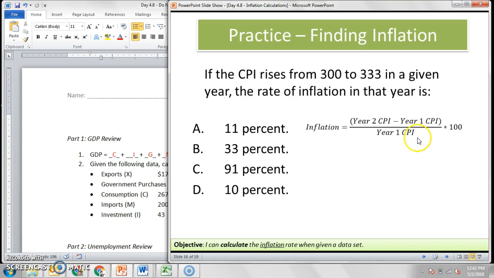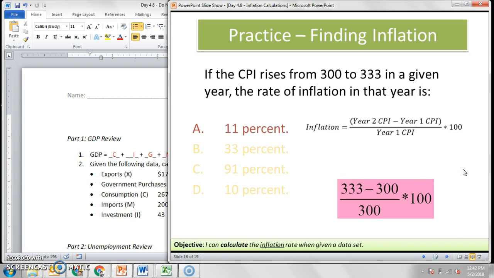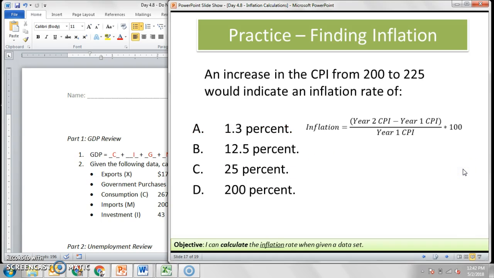All right, 2 practice problems. CPI goes from 300 to 333 in a given year. The rate of inflation, we plug it into our formula, 333 minus 300 divided by 300 times 100, and we will get 11%. This next one, try it out on your own. All right, so if we plug in these numbers into our formula, we're going to get this, and when we do the calculation, you should get 12.5%.